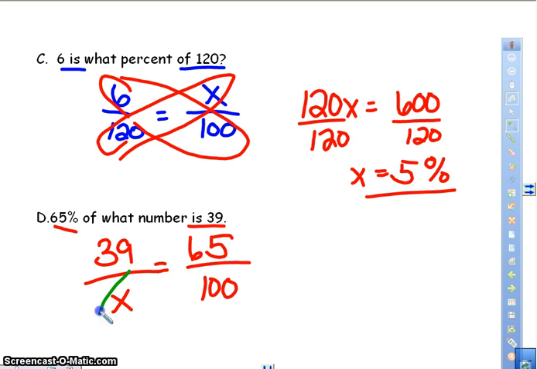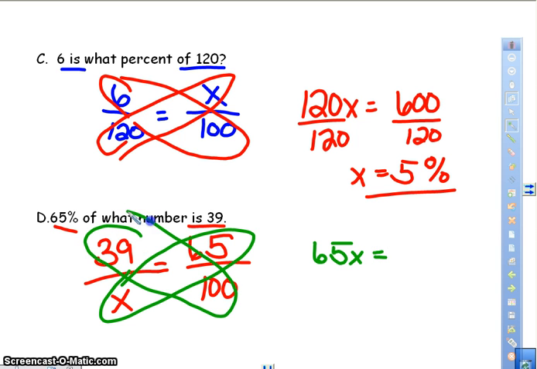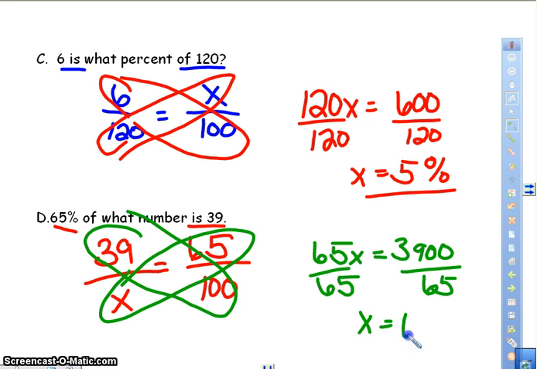Okay, I'm going to cross multiply again. So I get 65 times x equals 39 times 100, which is 3900. I'm going to divide both sides by 65. So 3900 divided by 65 is 60. X equals 60. And it should make sense that if this is my whole and the percent is less than 100, that the x, the whole, should be larger than the part. And in this case, it is. Okay?